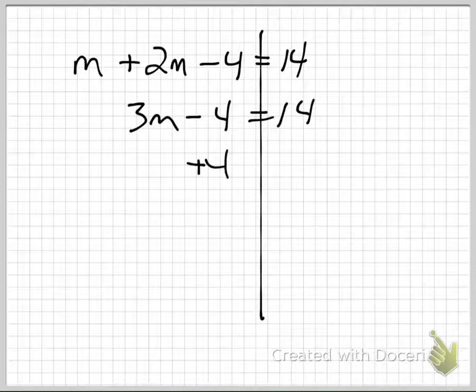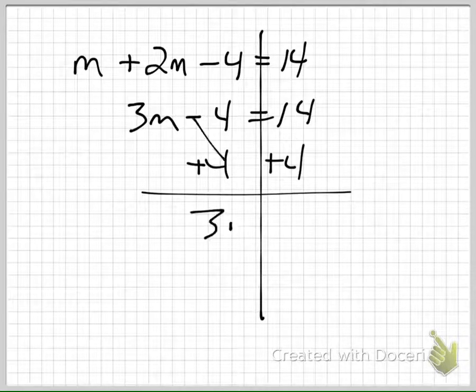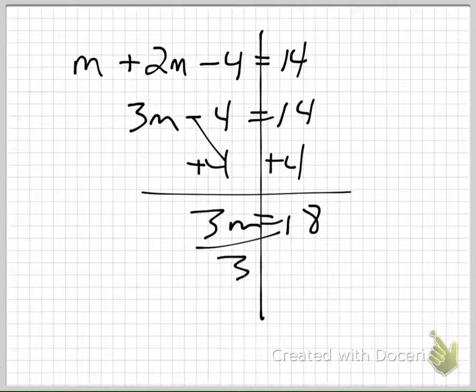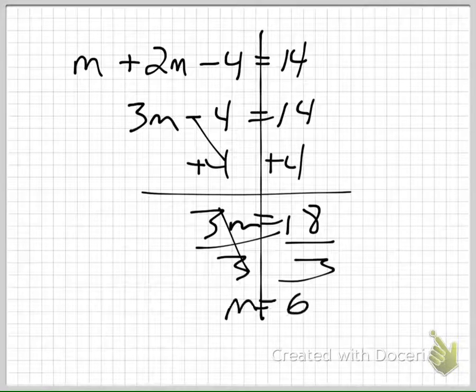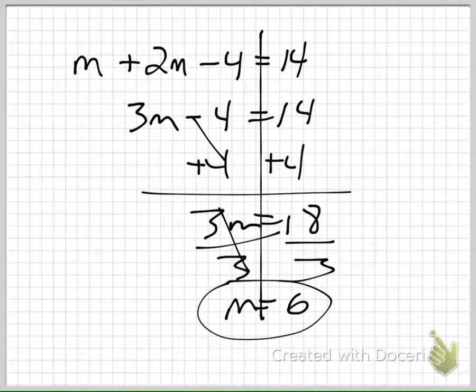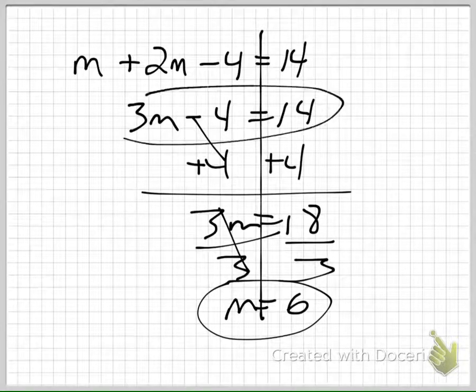Okay? It would be no different than, well, then that's easy. That's plus 4 plus 4. You know how to do this. 3m equals 18, divided by 3, divided by 3. m equals 6. And you could go back up and plug that in really quick. Sometimes you have to clean up both sides.